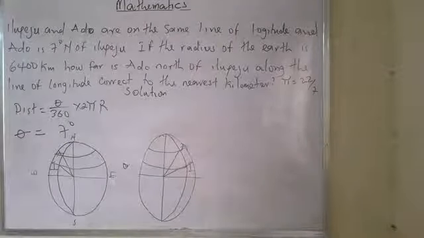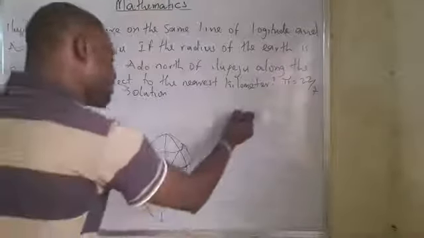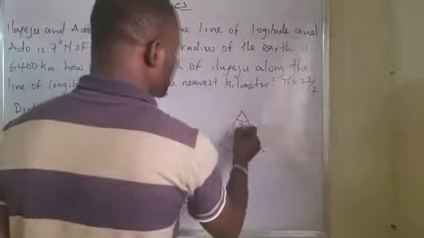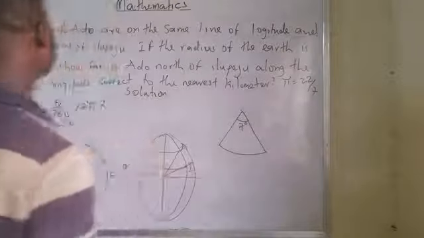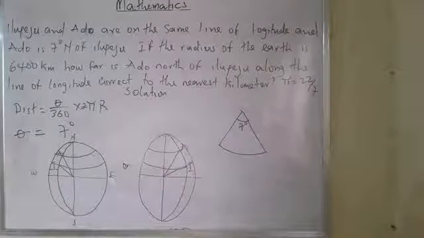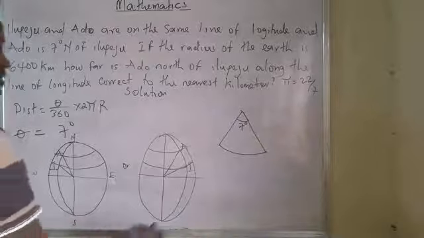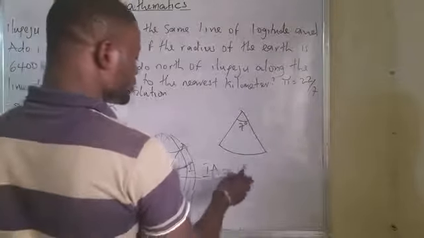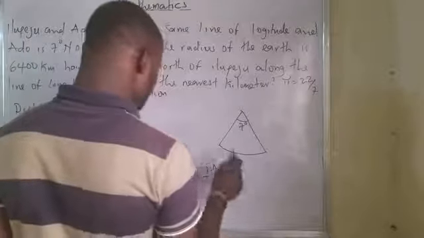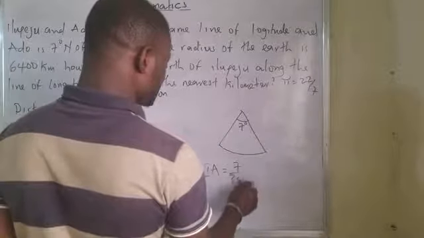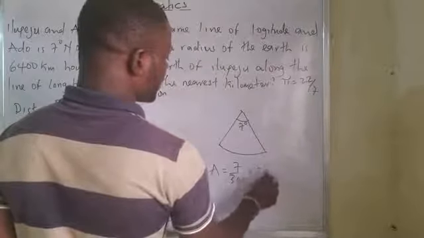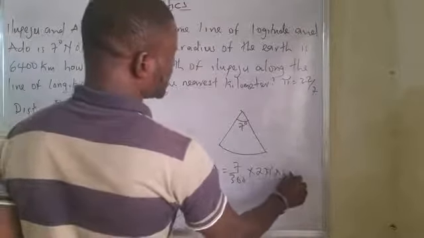Now, in generating the sector, it means I'll be having a sector of 7 degrees. That is the degree. Since I have 7 degrees, it means I can now get the distance of Ado Ilupeju, which will be equal to Ilupeju Ado, which will be equal to 7 over 360 multiplied by 2 multiplied by pi multiplied by 360.